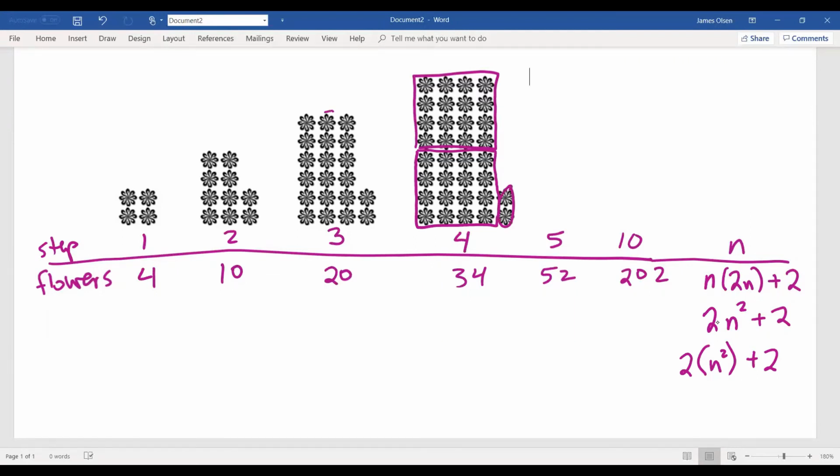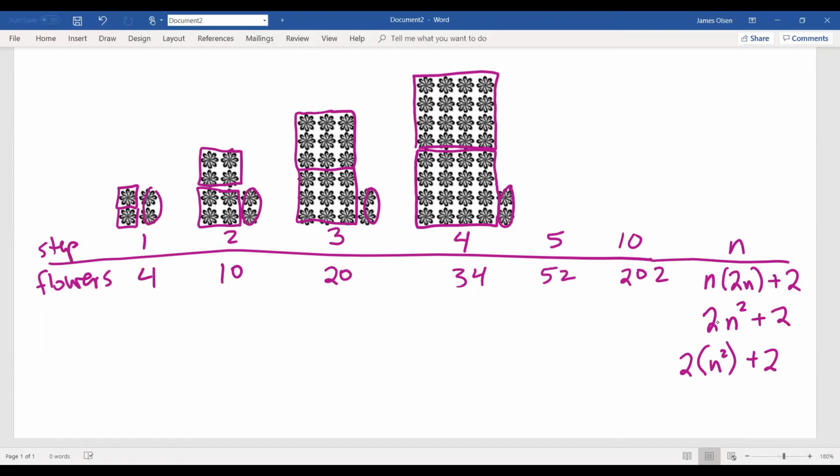Back here, we also have 2 times 3 squared plus 2. Back here, we have 2 squares and our constant 2. And even in the small little first diagram, I have 2 squares. They happen to be trivial squares, but I have 2 squares plus 2.